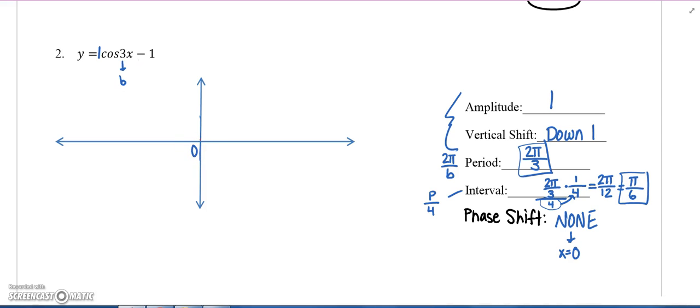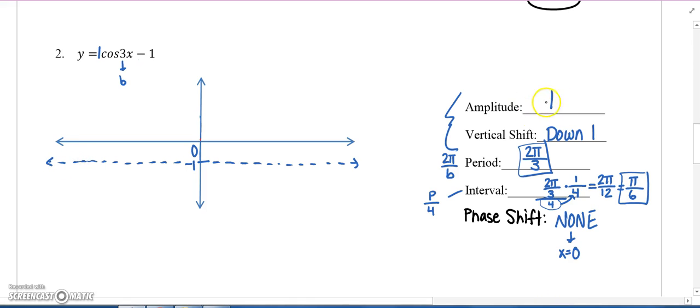Alright, let's get graphing. Now this one does have a vertical shift, we're going down 1. So instead of using this as my midline, I'm going to shift it down 1 and use this as my midline. And I like to draw my midline, so there we have it.